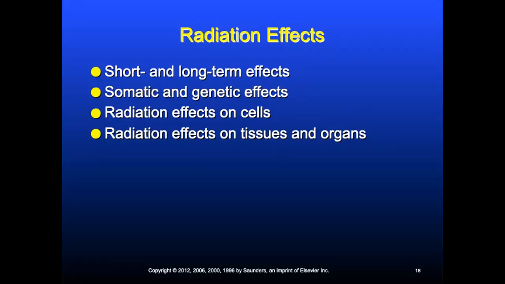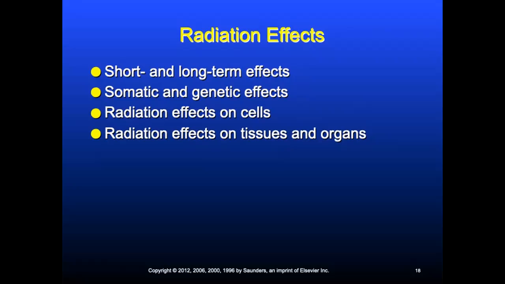Mitotic activity just talks about how the cell divides. Cell differentiation talks about how cells that are immature and less specialized are going to be more sensitive to radiation. And also cell metabolism is an important factor. Cell metabolism just means that cells that are more active or have a higher metabolism are going to be more sensitive to radiation as well.